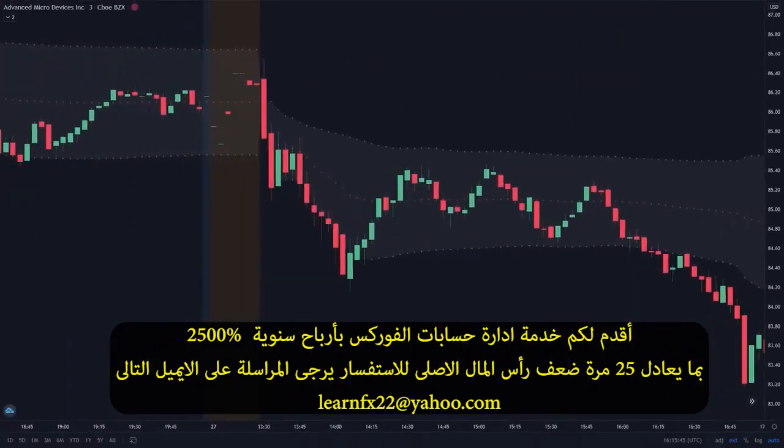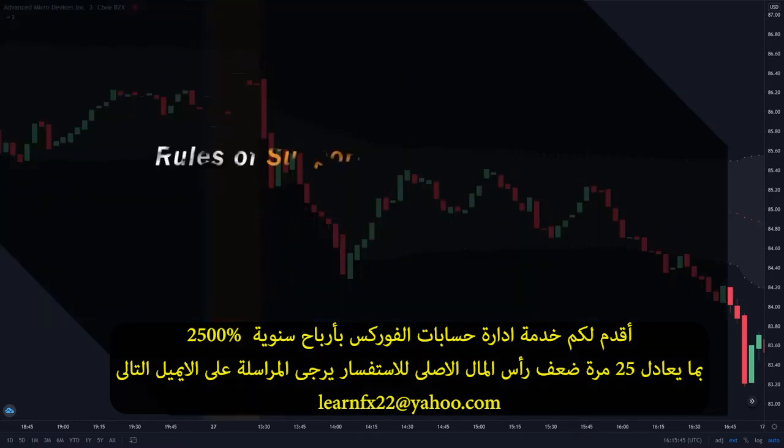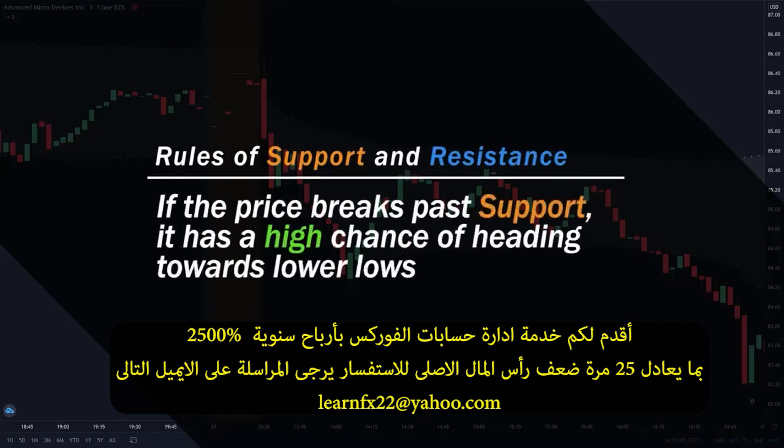Let's further look at an example. You can see that AMD starts off by breaking past below support, creating a downtrend, and it did. It created a clean downwards movement. Remember that when prices break past below support, it means that it has a high chance of forming lower lows.